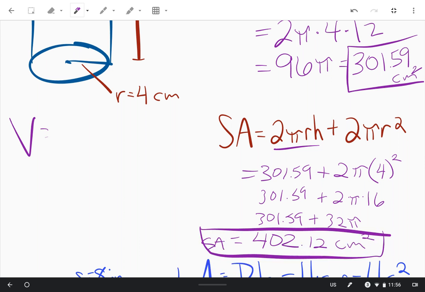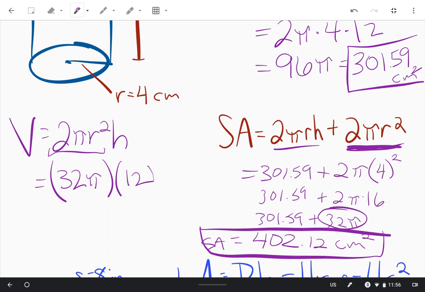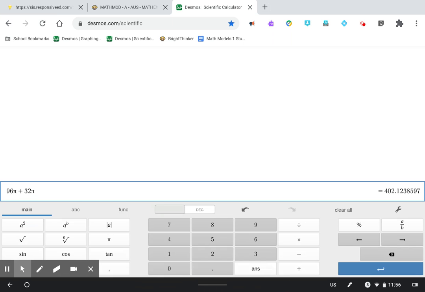The volume formula is going to be pi r squared h. So again, that's this times h. So we actually already know that whole thing. We already know 32 pi is, and that's coming from right here. That's already this portion of the problem. And then we're going to multiply that times the 12 of the h. 32 pi times 12.